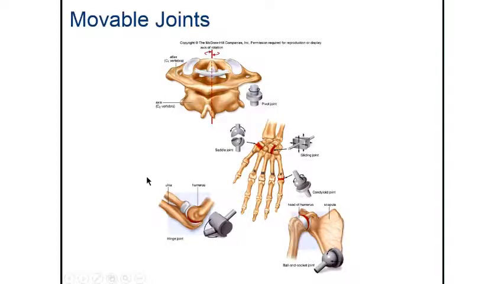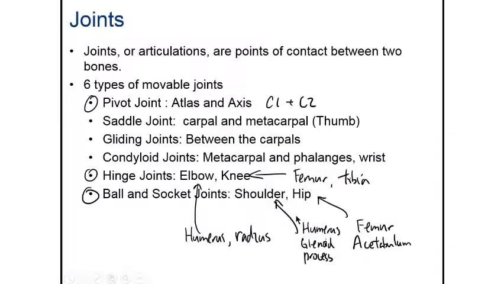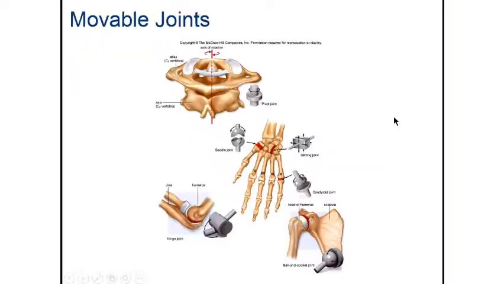Oh, I actually made a mistake in the previous slide here. This should be the humerus and the ulna, not the radius. The elbow is formed by your ulna, not the radius. Sorry about that. And ball and socket, right? The head of humerus in the glenoid cavity.